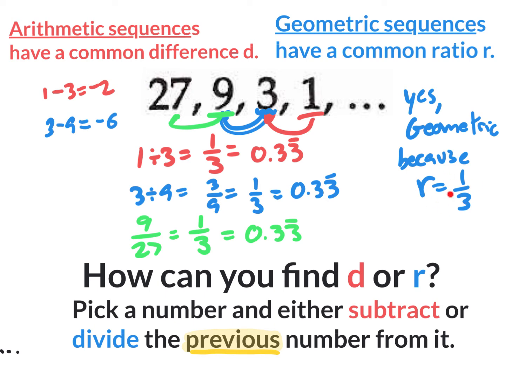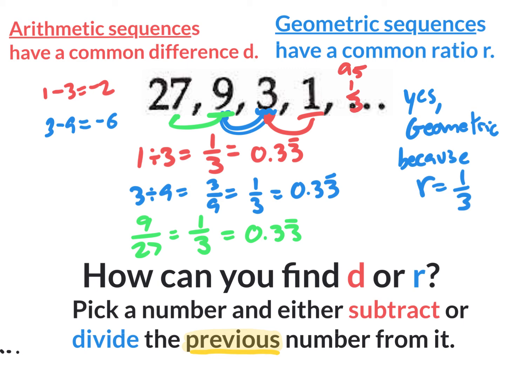So what does this mean? 27 times 1/3. If you did that on a calculator, 27 times 1/3, it will be 9, right? Or if you work it out, 27 times 1/3 becomes 27 thirds, which is 27 divided by 3, which is 9. 9 times 1/3 is really 9 thirds, which is 9 divided by 3, which is 3. 3 times 1/3 is really 3 thirds, which is 3 divided by 3, which is 1.